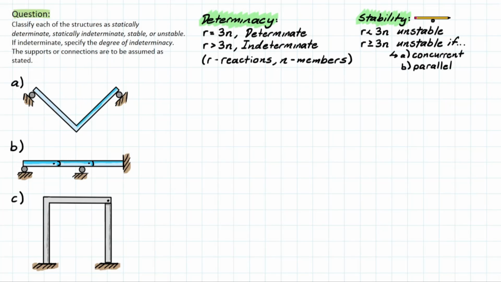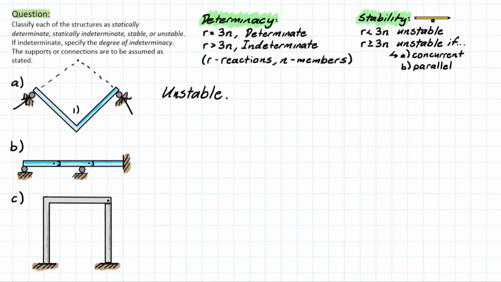So the first thing we need to do is identify what our reactions are and how many members we have. So we have one member, and we're going to have two reactions, one vertical for each of these roller supports. Now, if we remember one of the first points of indeterminacy, the structure is going to be unstable if we have concurrent reactions. If we draw out where these forces are actually going to be acting, they will be concurrent at a single point. So what does this mean for the structure? This means that the entire structure is unstable.